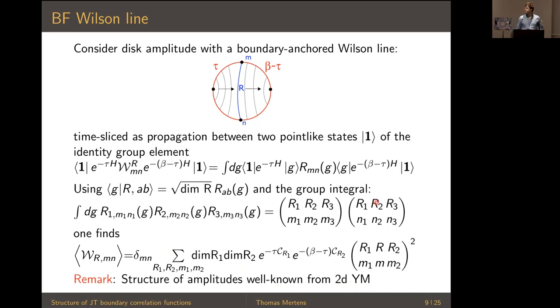Now, the structure of these amplitudes might be familiar because it is well known from 2D Yang-Mills. And in fact, they are identical to the amplitudes you would write down in 2D Yang-Mills. The only difference being that 2D Yang-Mills is sensitive to the areas of the sectors of the diagrams, whereas this model is sensitive to the boundary lengths. So for 2D Yang-Mills, there would be an A1 and an A2 instead of tau and beta minus tau here.